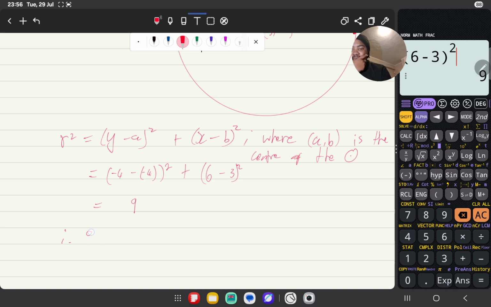Therefore 9 equals y plus 4, plus x minus 3. This then becomes the equation of the circle. So remember, this plus 4 is coming from the minus and the minus, right? They're going to make a positive, and this is the y value, so y plus 4 and then x minus 3.